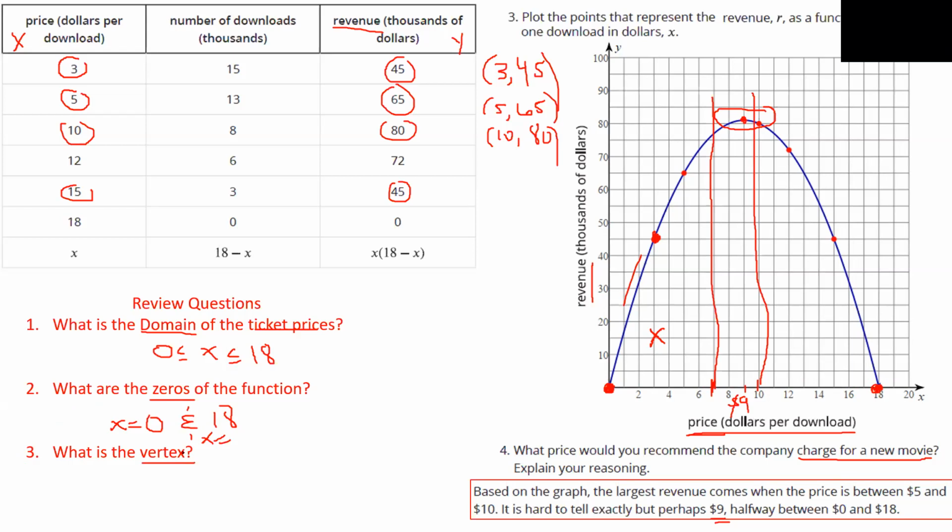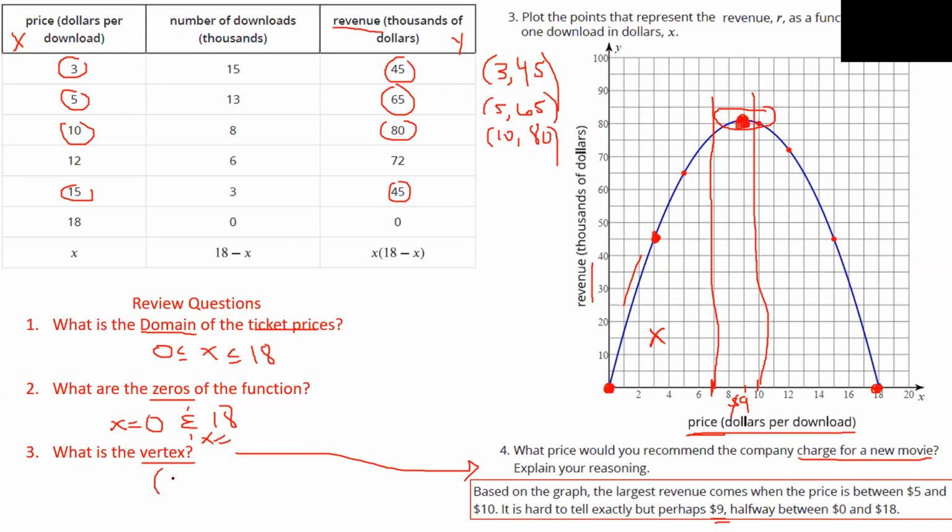And then finally, what is the vertex? The vertex goes along with what this question was asking. The vertex is the highest point. This point right there is basically the point where the quadratic will change direction. See, the quadratic is going up, up, up, all the way to that point, and then it starts going back down. So the vertex would be that high point.